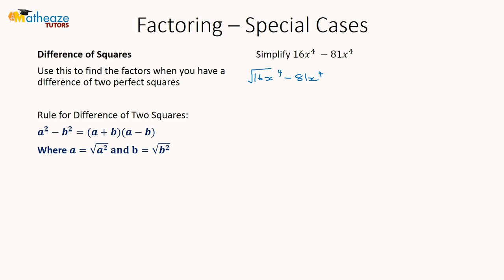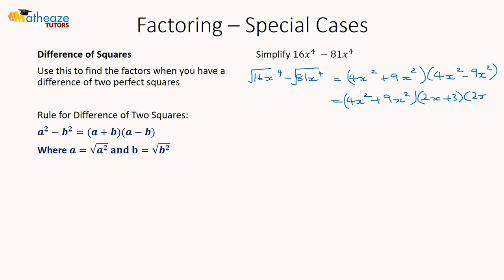So we take a square root here and take a square root here. So what we have here is 4x squared plus 9x squared, 4x squared minus 9x squared. So now we're going to apply that over here as well to the 4x squared minus 9x squared. So that's going to give us 4x squared plus 9x squared multiplied by 2x plus 3, 2x minus 3.